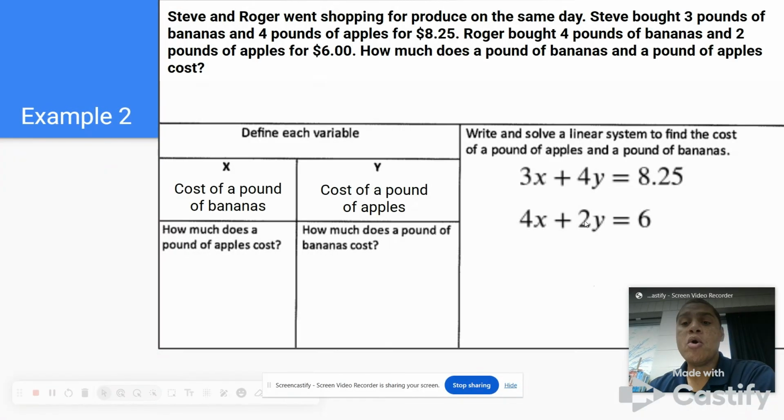Okay. Now, when you're doing this problem, I'm going to tell you, be careful, because I know at some point, maybe we've changed this because we stopped being so mean, we flipped the order around of the problem. So like Steve bought bananas and apples, and Roger bought apples and bananas. And like if you're not reading carefully, you can flip your X and Y around. I think we stopped doing that, but just in case, read carefully. But again, 3x plus 4y equals 8.25, and 4x plus 2y equals 6.